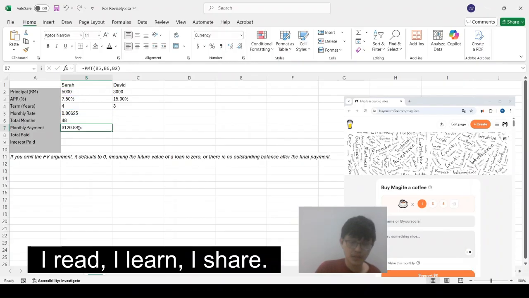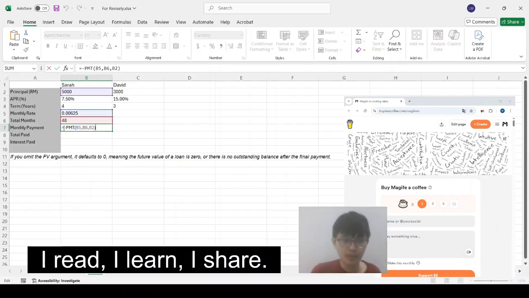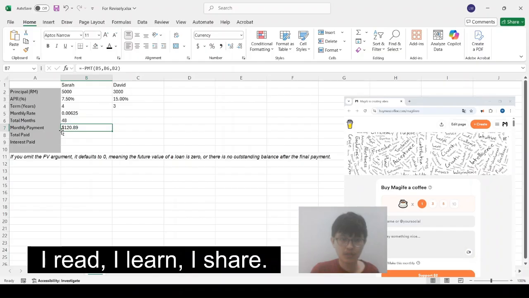Yeah, I will put a minus in here. And because we use the PMT, you can see it got the dollar symbol in front. So I think it's a built-in function. This is a built-in function.